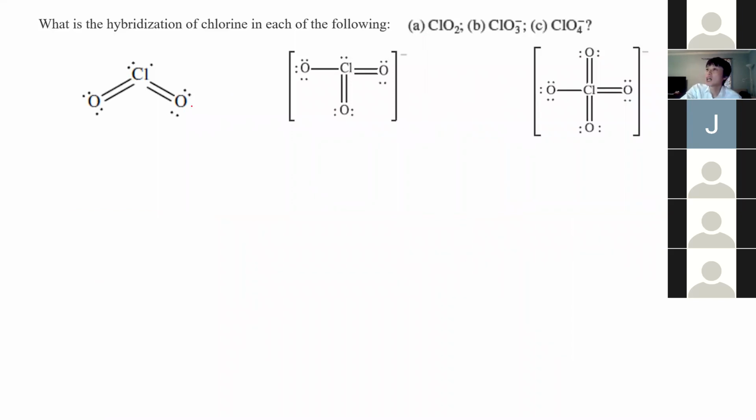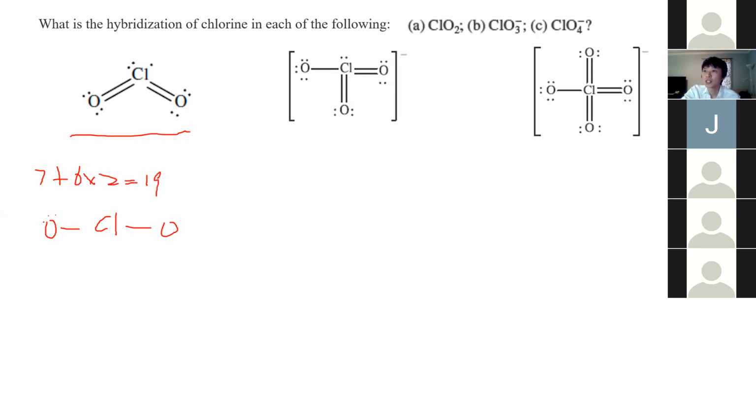In this example, we have different chlorine oxides. In this one, this is a special one. This belongs to one of the exceptions, where we have an odd number of electrons around the central atom. To derive this structure, let's try it again. We want chlorine and 2 oxygens, so overall we should have 7 plus 6 times 2, which is 19 electrons.